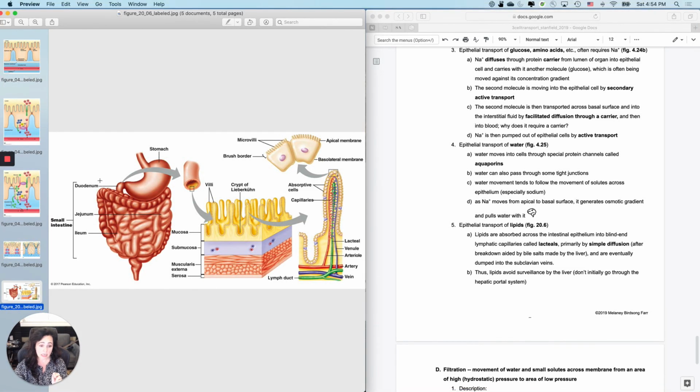So that's it with the epithelial transport. In the next video, which will be the last of this set of notes, I'm just going to tell you guys a little bit about filtration, even though it's not in this chapter, but it really is a kind of epithelial transport, so I'll tell you about it.